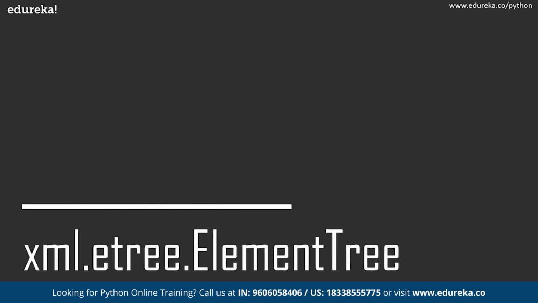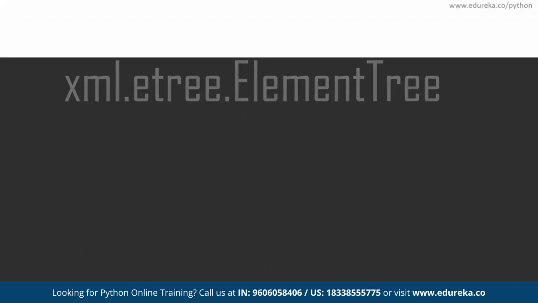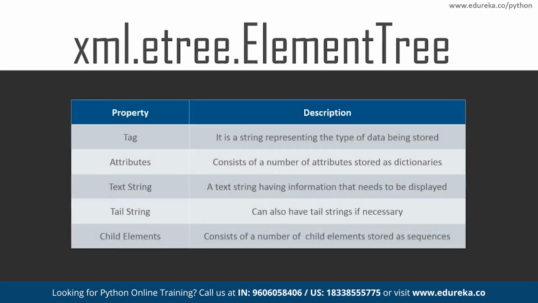Okay, now let's move on to take a deeper look at these modules, beginning with the ElementTree module. As mentioned earlier, this module helps format XML data in a tree structure. ElementTree is a class that wraps the element structure and allows conversion to and from XML. Each element present in the ElementTree module will consist of a tag that describes the type of data being stored, the attributes which are stored as Python dictionaries, a text string consisting of the information that needs to be displayed, a tail string which is optional, and child elements which consist of other specific data.